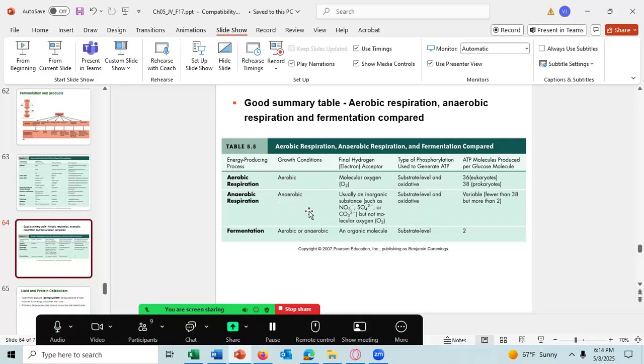For anaerobic respiration, it's always less than 38, so something like 4 to 36, depending on which form of anaerobic respiration we're referring to. Some of them are almost as efficient as aerobic respiration, but some of them are just a little more efficient than fermentation. Fermentation produces the least ATP. We only make 2 ATP molecules per molecule of glucose in fermentation. Any question about this slide?